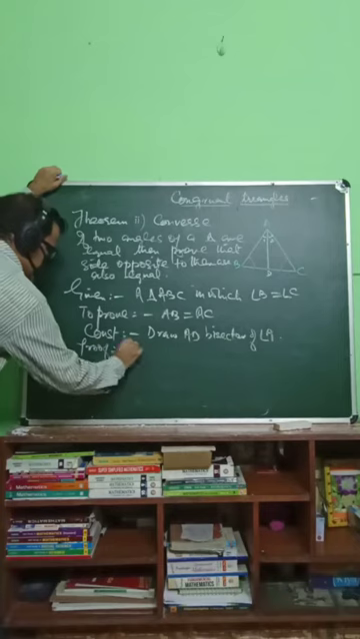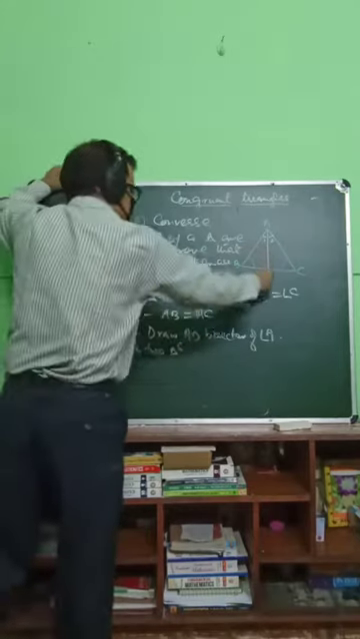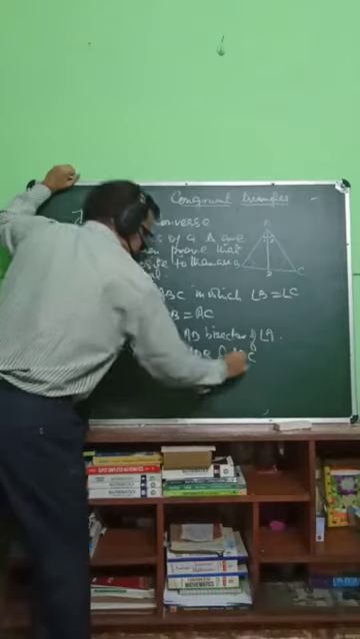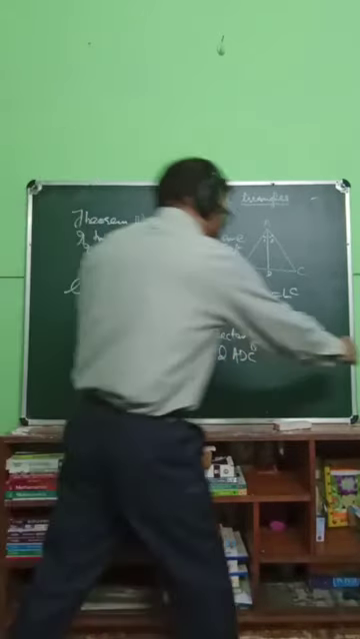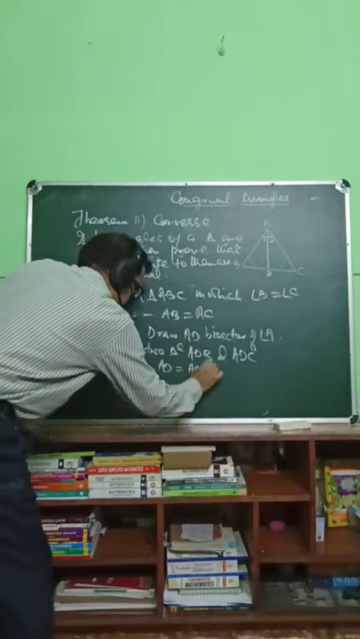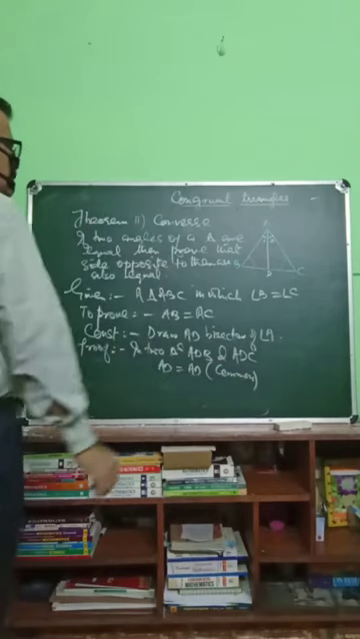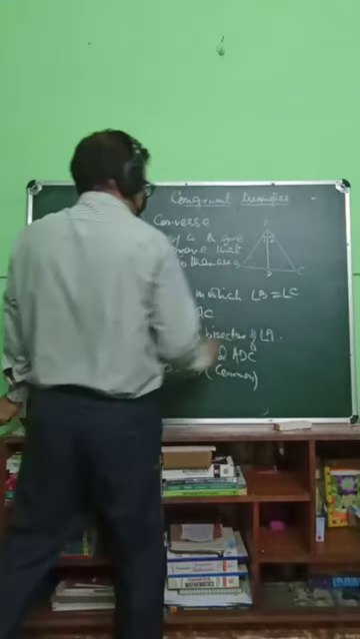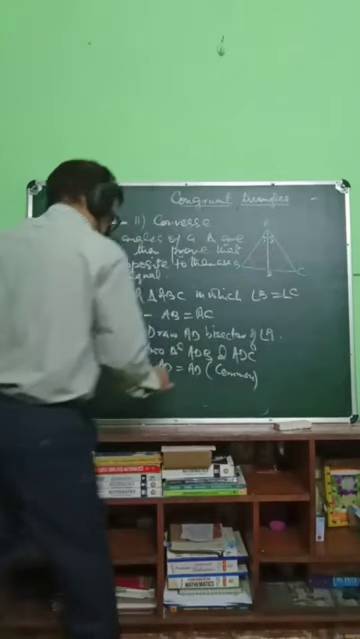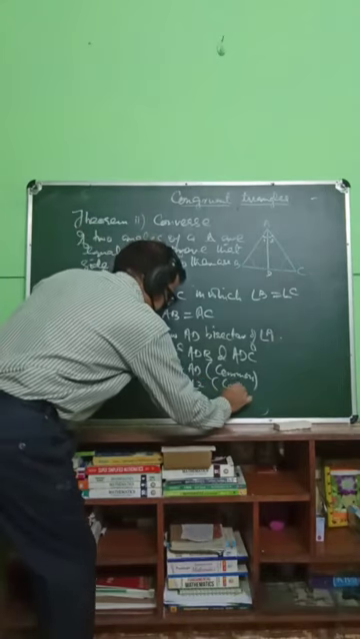In two triangles, which triangle? ADB and ADC. Again we have AD equals AD. That is common part. It is belonging to both the triangles. Similarly, angle 1 is equal to angle 2. ये इस ट्रायंगल का है, ये इस ट्रायंगल का. This belongs to this triangle, this belongs to this triangle. So angle 1 is equal to angle 2. It is construction part.